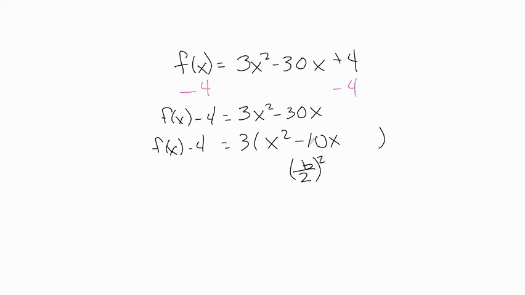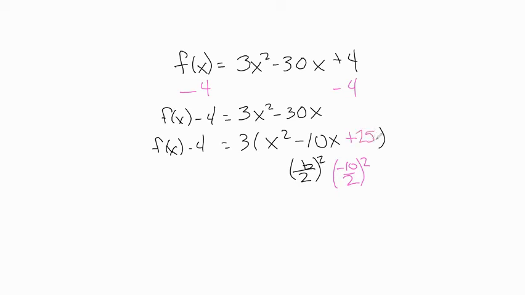So that b value is -10. So I'm doing -10 divided by 2, and I'm going to square that. So that's -10 divided by 2, that's -5. -5 squared is a positive 25, making sure that you're using those parentheses appropriately. So the number that completes that square is a plus 25.